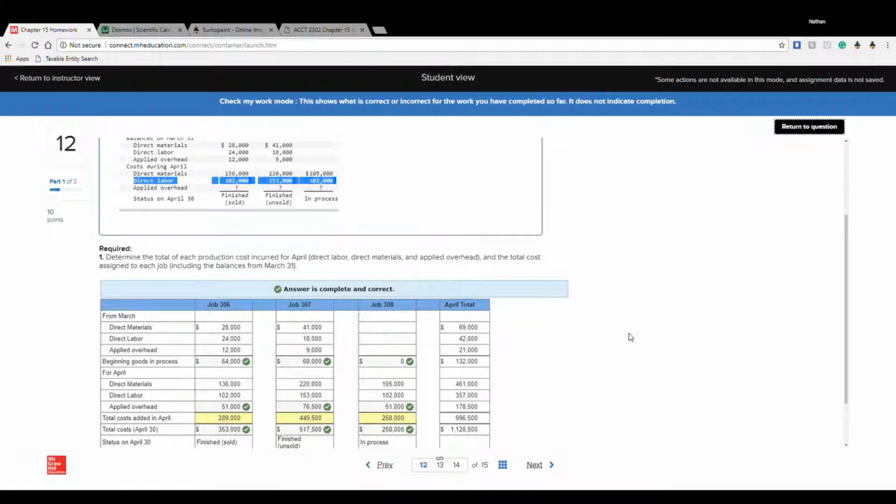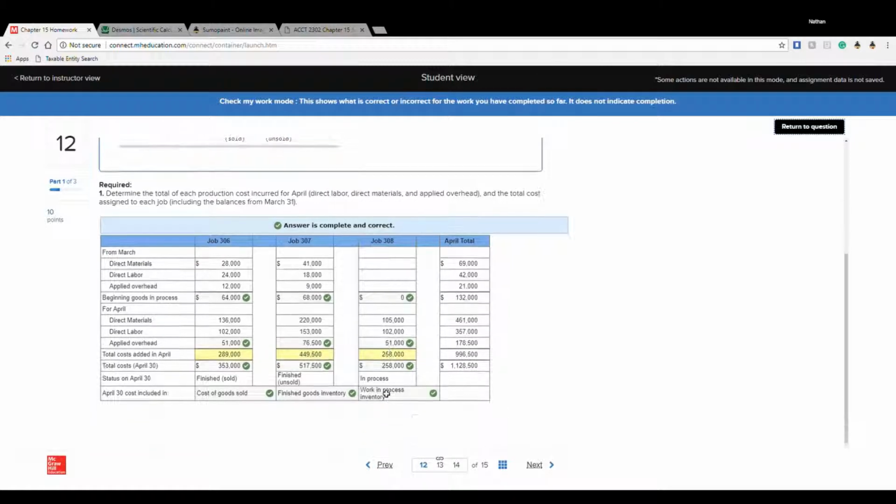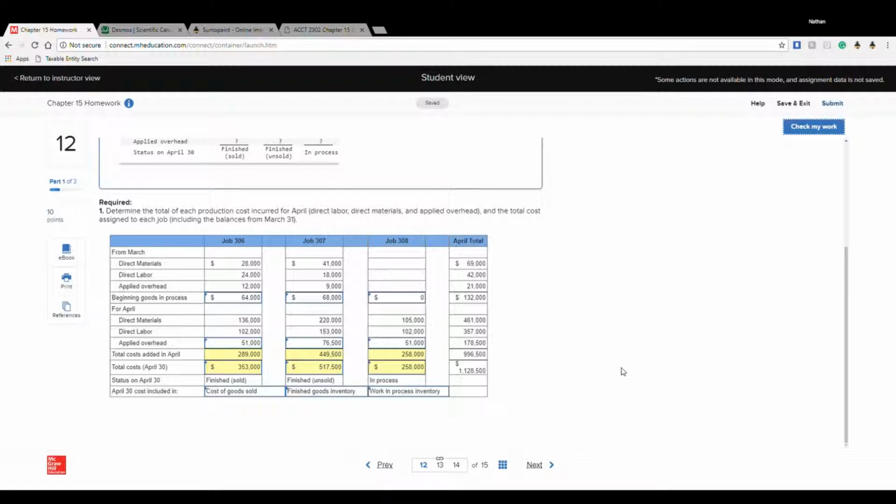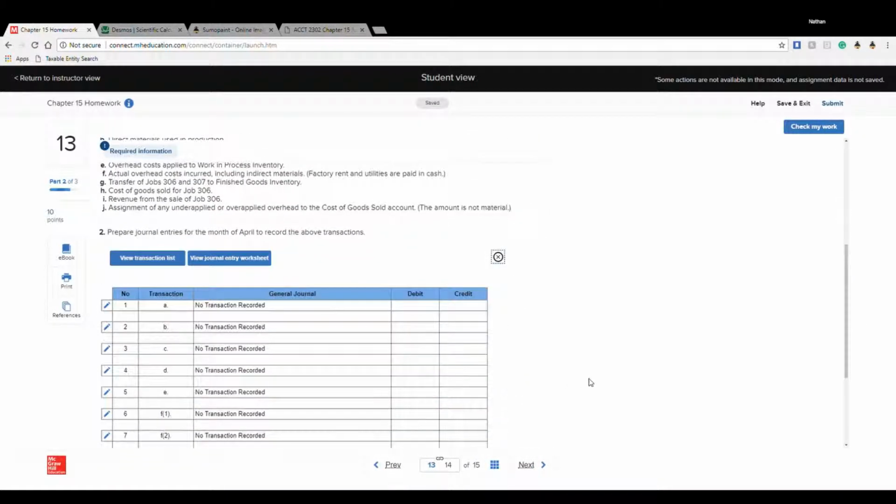And on these questions that are the chain gang, because I can see it down here, always make sure once you finish one, check it to make sure it's complete and correct, because most likely it's going to transfer to the next question. So everything's good. Okay, so now that we got this one done and we already checked it out, we can now move on to question 13, which all deals with journal entries.